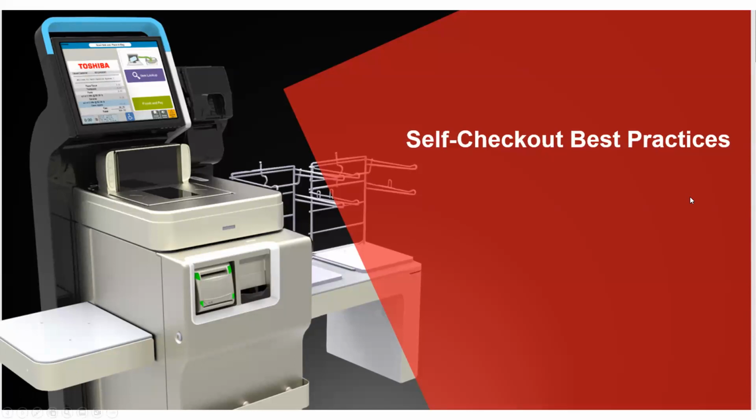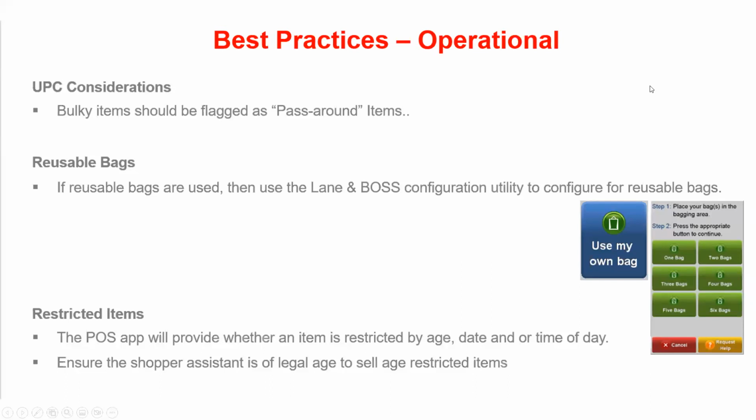So some best practices for self-checkouts for operational. If you are going to be utilizing self-checkout, for bulky items, there is a pass around feature that you can use. What that allows you to do is, if you have a large item, like a 24 pack of water, a big bag of dog food, something heavy, you don't want to have the customer lift up the item, scan it, and have to put it in the bagging area to make sure that the weight registers before then picking it up again and putting it into the cart.